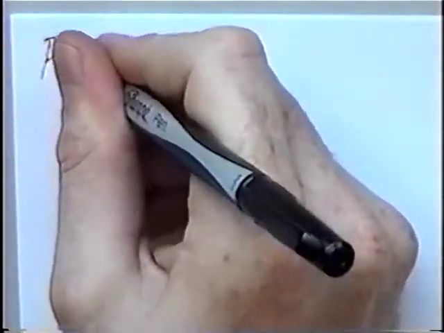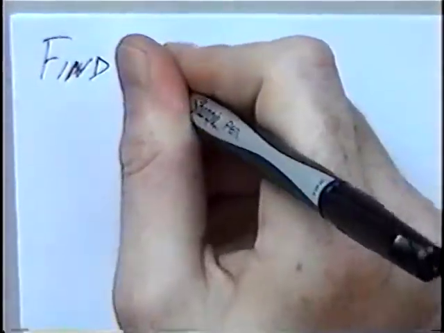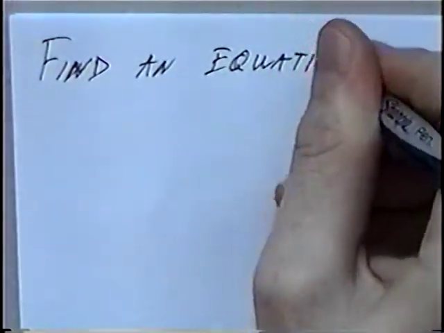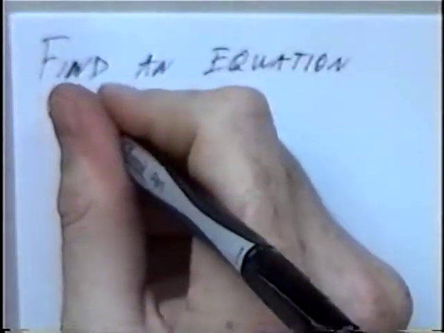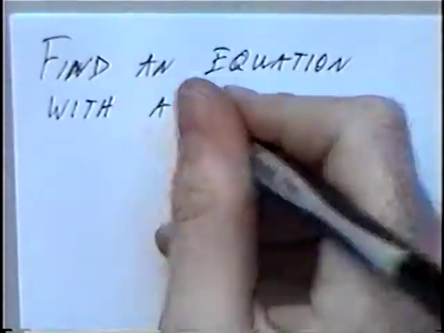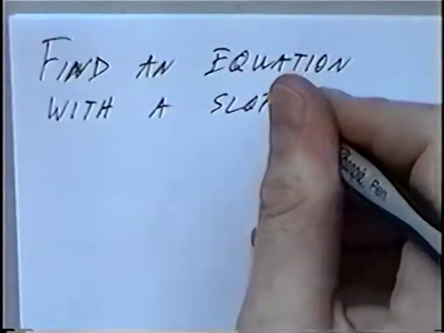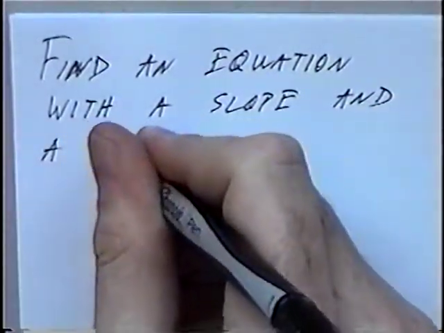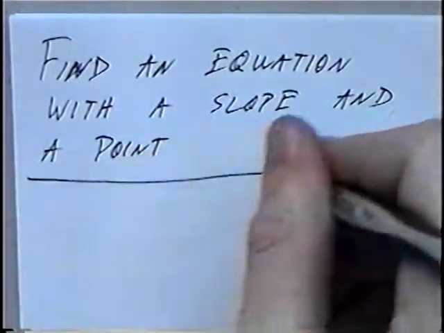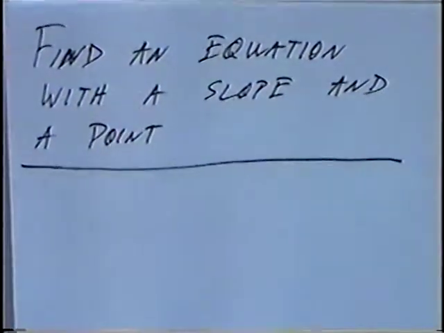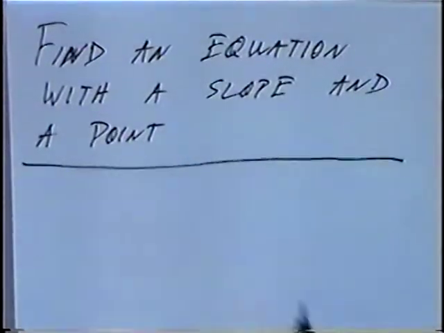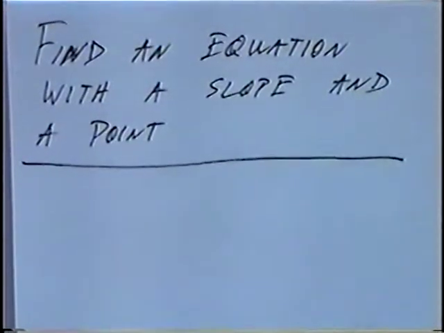Title of the first section today is Find an Equation with a slope and a point. So in this section we'll find an equation for a line using a given slope and a given point.